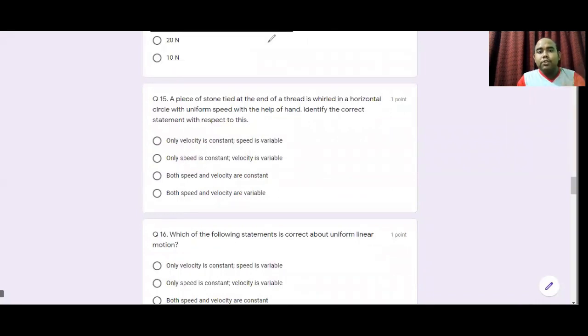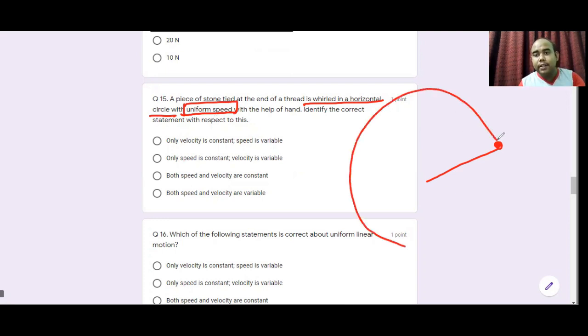A piece of stone tied at the end of a thread. You took a thread, took a stone, and you're whirling it, rotating it like this, is whirled in a horizontal circle with a uniform speed. Okay, uniform speed means constant speed. You are rotating it at constant speed, means it is moving in a circular path. It is actually a circular motion. The stone is exhibiting circular motion, and it is moving with a constant speed.